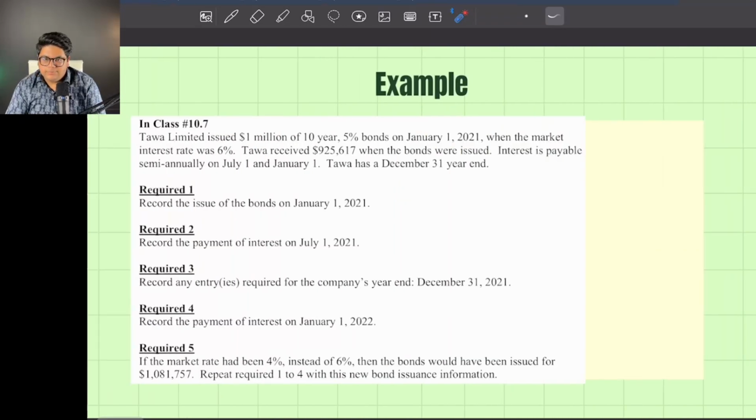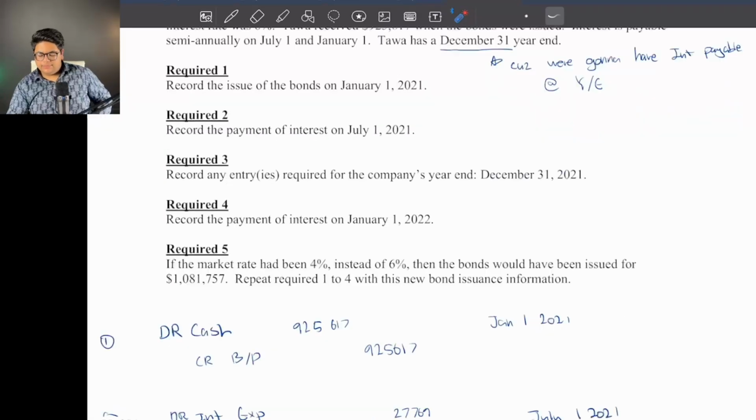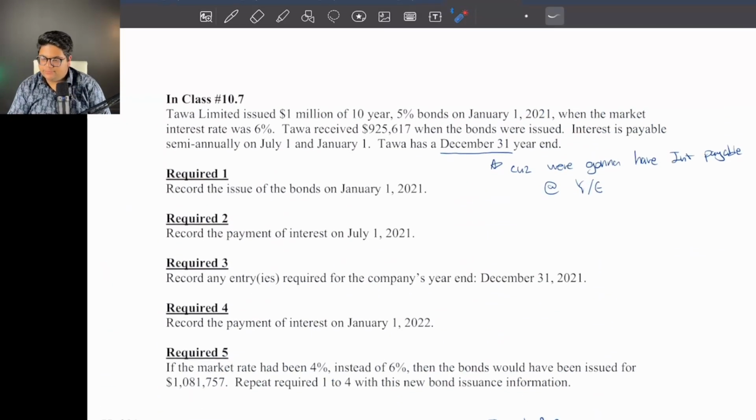So the best way I can explain this is just through an example. And I'll pull up my slideshow right now. This example, I'm just going to be going over my pre-written entries. I'll be explaining them along the way.